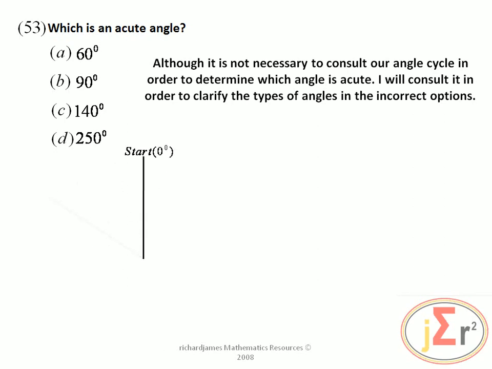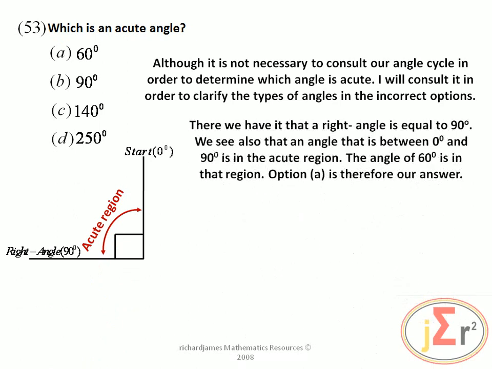So there's your first part of the angle cycle, 90 degrees, right angle. And between the 0 and the 90 degrees, we have the acute region. So there we have it, that a right angle is equal to 90 degrees. We see also that an angle that is between 0 degrees and 90 degrees is an acute angle. It is in the acute region. The angle of 60 degrees is in that region. Option A is therefore our answer.